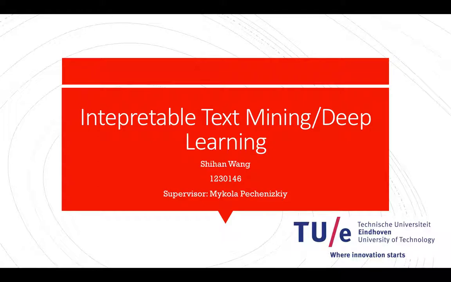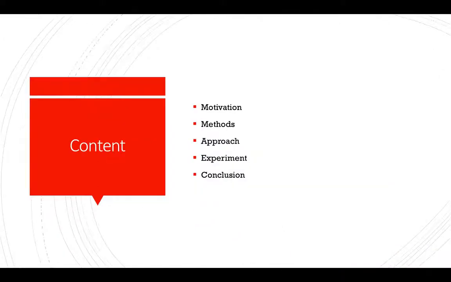This is the final presentation of the data mining seminar, and my topic is interpretable text mining. The presentation is divided into 5 parts. First, I'm going to introduce the motivation of the topic, and then the method. After that is the approach I used, and the fourth one is the experiment. Finally is the conclusion.